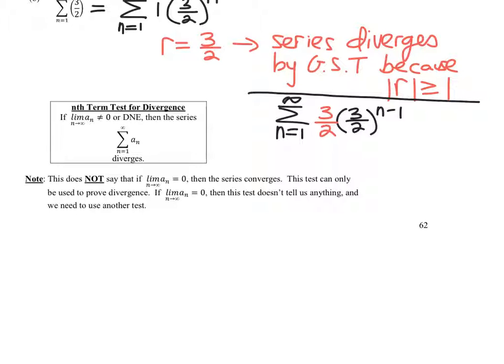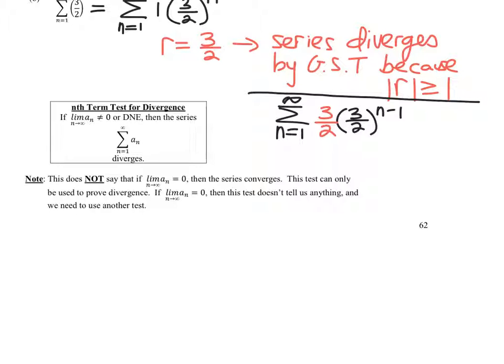All right. So really the only bad value here is 0. Because if you get 0 from the nth term test, it doesn't mean it converges, it means that it's inconclusive and you've got to do something else.